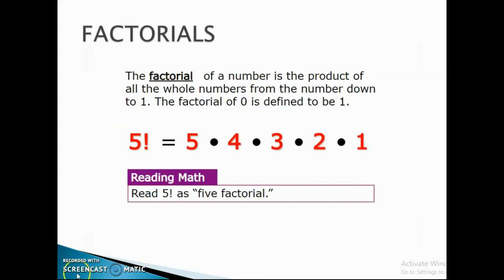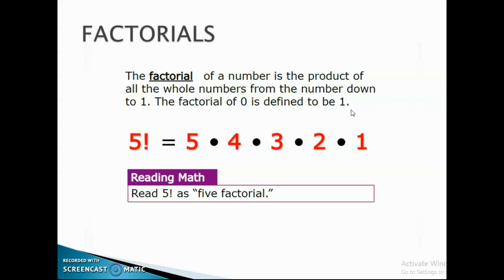Factorials. A factorial is a counting method that uses consecutive whole numbers as factors. Both the rule of combination and the rule of permutation use factorials for counting possible outcomes. The factorial of a number is the product of all the whole numbers from the number down to 1, and the factorial of 0 is defined to be 1. 0 factorial is equal to 1.